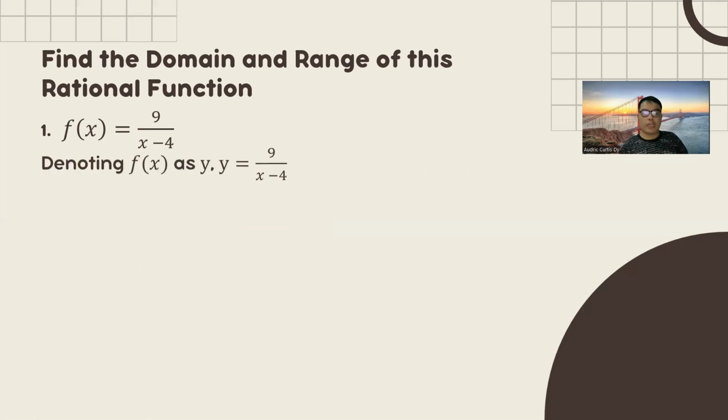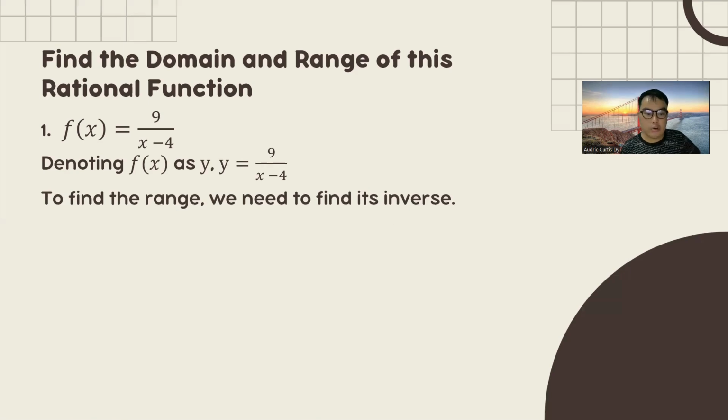In order to get the range, we're going to denote f of x as y. Then our basic first step is to find the inverse. To get the inverse, we're going to interchange x with y. As we see, x is now at the left side and y is at the right side. Now we're going to solve for y.